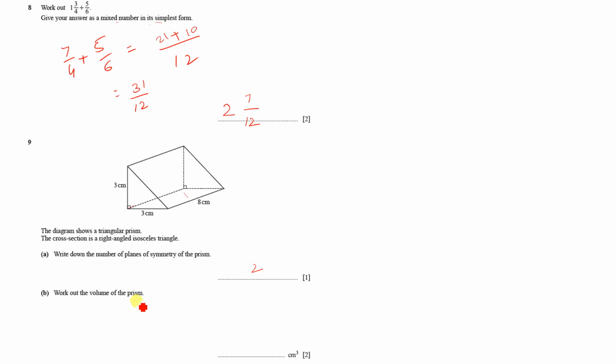Work out the volume of the prism. So volume of prism is base area, that is cross section area, times height. So height of the prism is 8. So cross section is this triangle, and that is a right angle triangle. So area of triangle is half times 3 times 3, and that is equal to 9/2. So volume will be 9/2 times height 8. So this is equal to 9 times 4, 36 cubic centimeters.